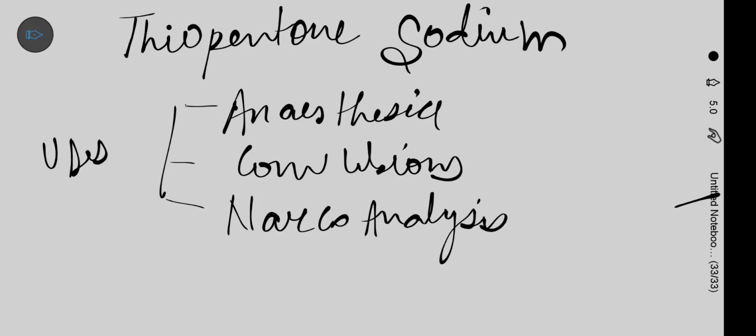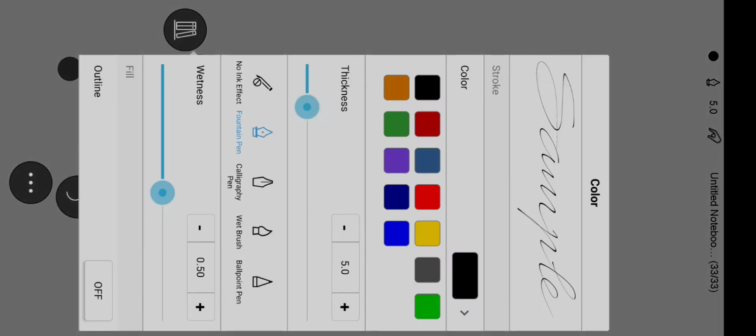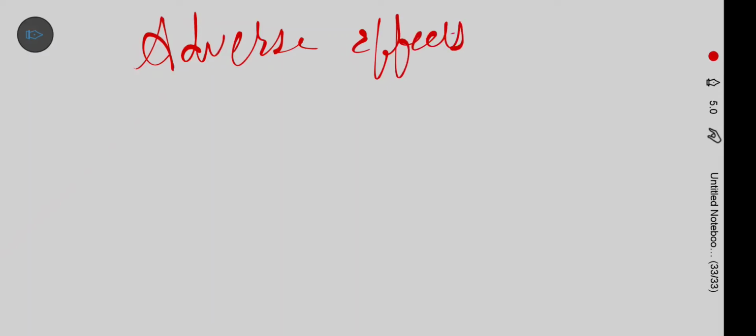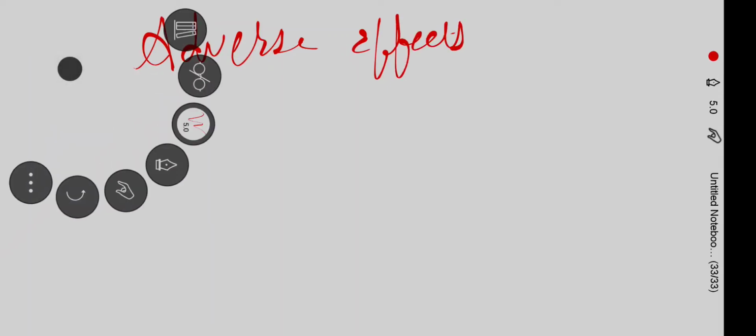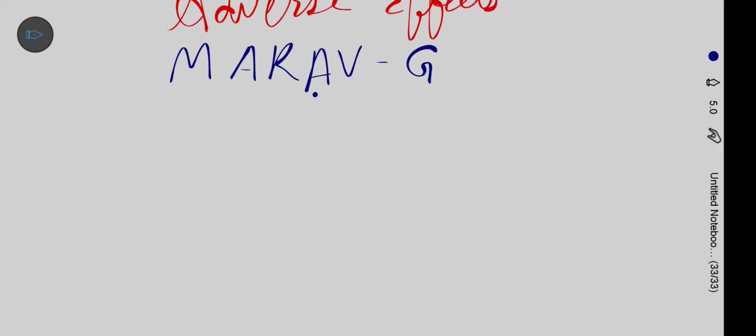Before moving ahead, I'll tell you a mnemonic about the adverse effects of thiopentone sodium. Let me change the color of the pen. The mnemonic for the adverse effects is Marav G. Marav is the name of a boy, and G we usually use as a mark of respect to someone. So we use Marav G.